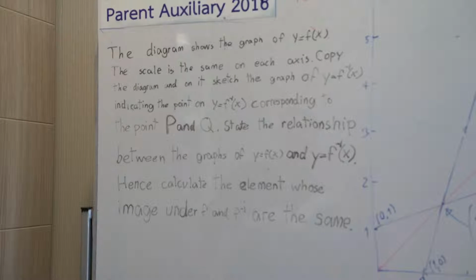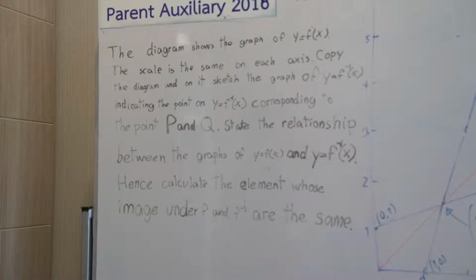The diagram shows the graph of y equals f(x). The scale is the same on each axis. Copy the diagram and on it sketch the graph of y equals f⁻¹(x), indicating the points on y equals f⁻¹(x) corresponding to the points P and Q. State the relationship between the graph of y equals f(x) and y equals f⁻¹(x). Hence, calculate the element whose image under f and f⁻¹ are the same.